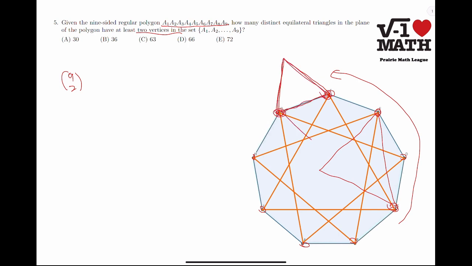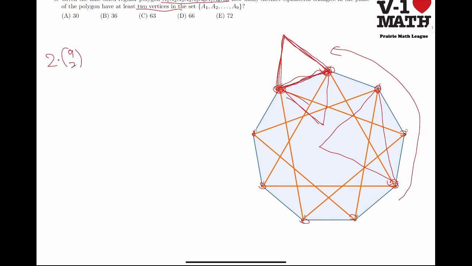However, we could also get the inside equilateral triangle. So we also have to multiply by 2. This already gets us very close to the answer. However, there are quite a few overcounts.